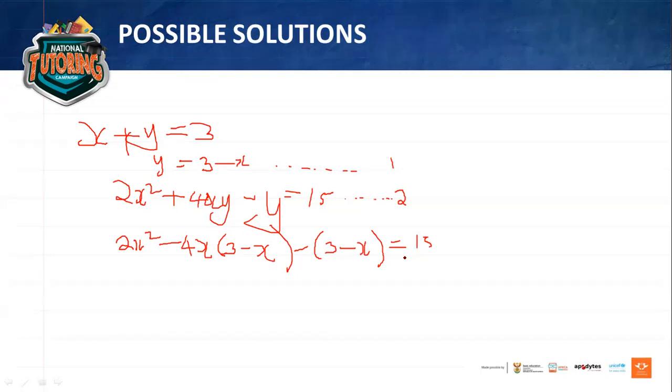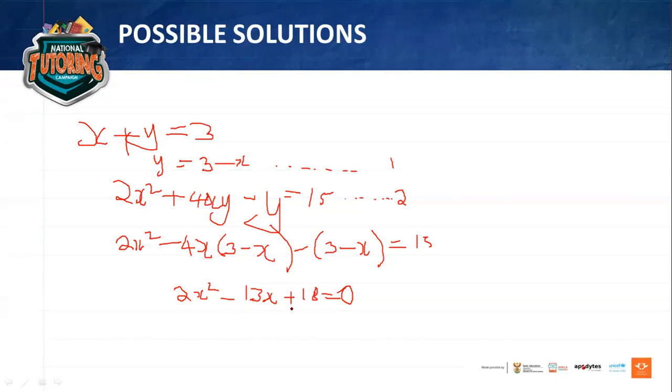Then after you do that, you're gonna multiply everything out, okay? When you multiply everything out, it's going to come to 2x squared minus 13x plus 18 is equal to 0, okay?